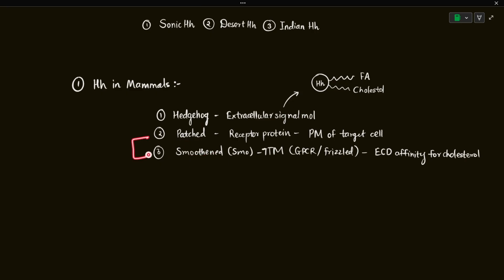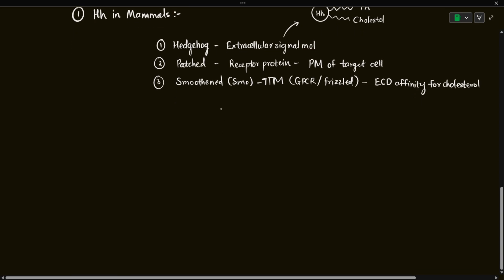So patched actually inhibits smoothened in the absence of hedgehog. But right now I'm not discussing that. I'm just discussing all of the different protein molecules that are involved in the signaling pathway of the hedgehog extracellular signal. So there's hedgehog, which is the extracellular signal, patched, the receptor protein for hedgehog, and smoothened, which is a different protein which, in mammals, is present over the plasma membrane. So it is a 7-pass transmembrane protein which has an extracellular domain which has affinity for cholesterol or for lipids.